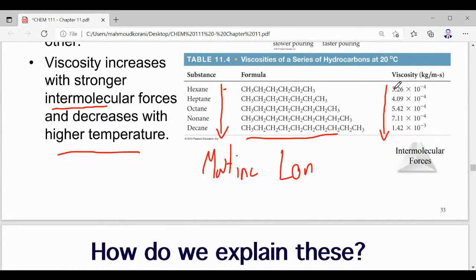The viscosity goes from 3.457 times 10 to the power minus 4, and then increases to 1 times 10 to the minus 3.